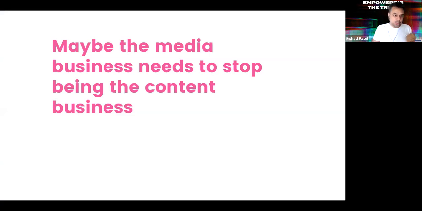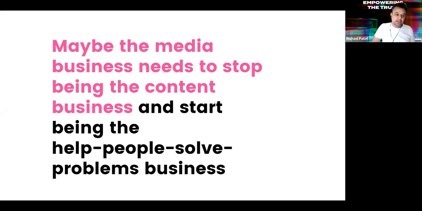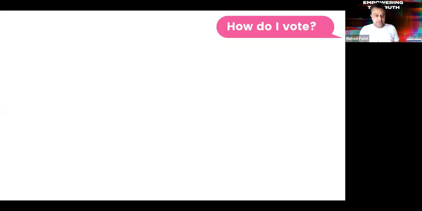Right? What if we were to stop being the content business? What if journalism was a service industry? What if we're in the help-people-solve-problems business? These are all the problems they want to solve. These are the decisions that design journalism, content design, relationship design, design for trust can actually help them with.